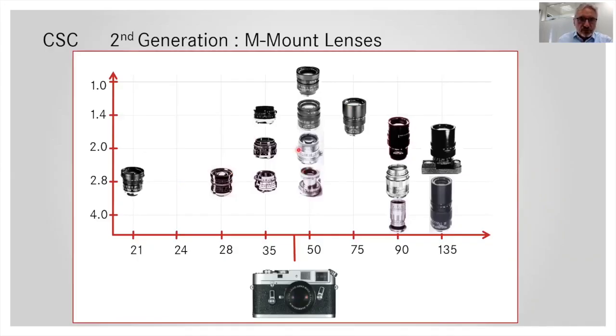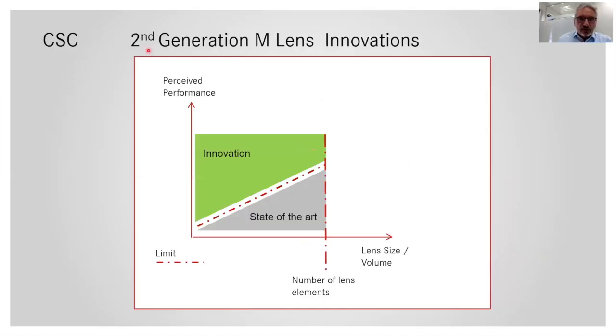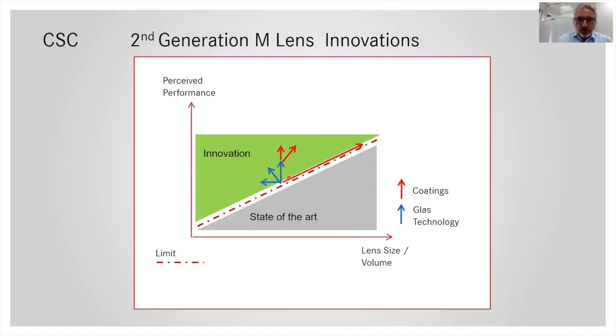A lot of systems. And if you look at the second generation and at this drawing about the innovation, glass technology enabled us to improve the performance without increasing the size, or reduce the size by keeping the performance. And with coatings, we could increase the lens systems in terms of more lens elements and make it bigger. And so here, I think it's clear innovations are needed to improve systems.